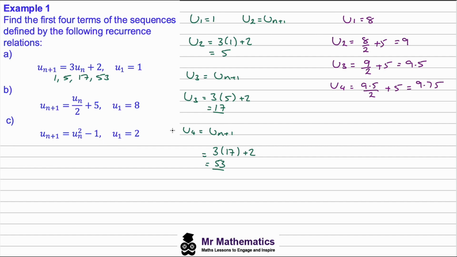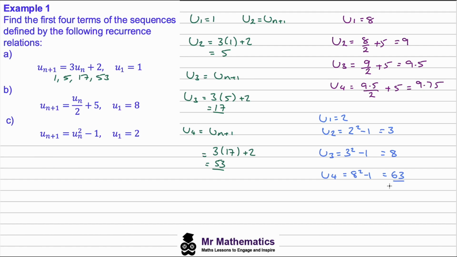Okay, so welcome back if you had a go. So u1, we're told is 2. So u2 will be the un, which is u1 squared, minus 1. And 4 squared minus 1 will give us 3. u3 will be the previous term, squared minus 1. 9 take away 1 will give us 8. And then u4 will have the 8 squared minus 1. 64 take away 1 will give us 63. Okay?